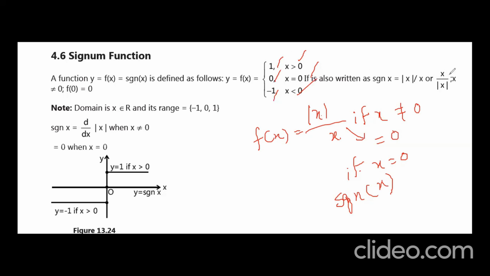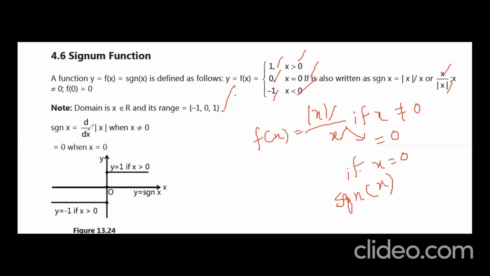For this function, it is usually x by mod x here, but I took mod x by x. Anyway, you can take either. The domain of the signum function is going to be R. And the range can be minus 1, 0, 1, right? Range can be minus 1, 0, 1.